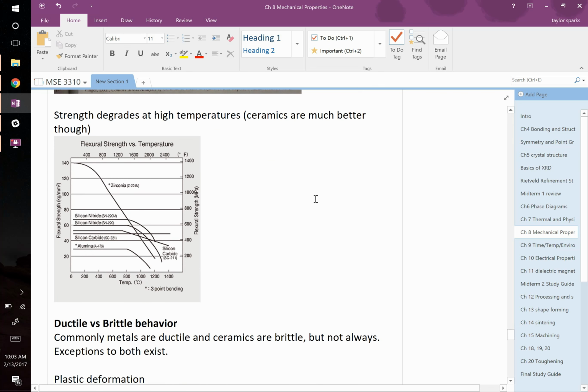Strength degrades at higher temperature. For pretty much all materials, strength degrades at higher temperatures, but ceramics are better. Yeah, Jace? So I guess for that last one, could you technically go and fill those cracks? Yeah, absolutely, afterwards, just to increase the strength of the material. In chapter 15, we talk about machining. We'll talk more about that. But yeah, it's interesting.